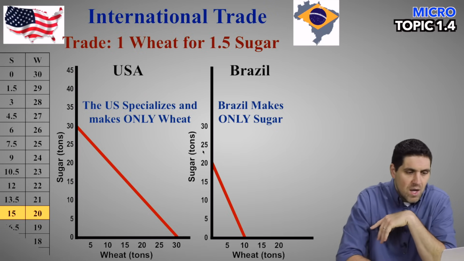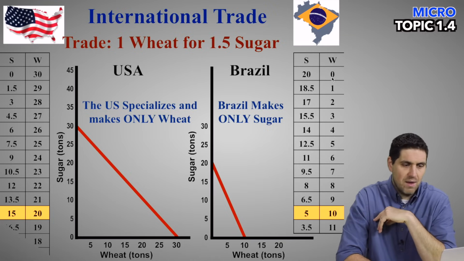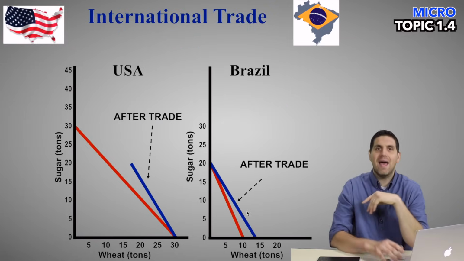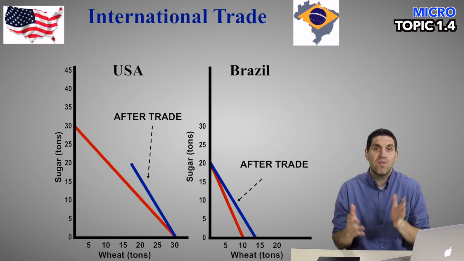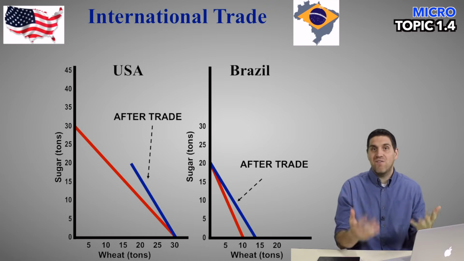Look at Brazil. If Brazil produced all sugar, they produce 20 sugar, they can trade 1.5 sugar to get 1 wheat. Another 1.5 sugar for 1 wheat. Another 1.5 sugar. Look at this number here, 5 and 10. 5 sugar is here, 10 wheat is out here. For both countries, after trade, their curves can shift outward and they can consume more than if they could produce on their own. Right? That's the idea of the benefits of trade.